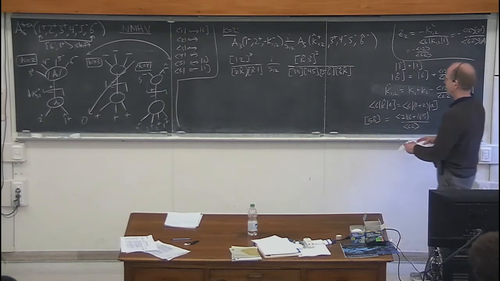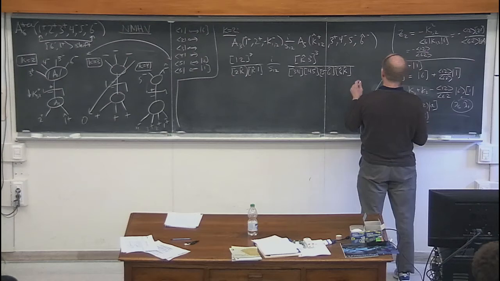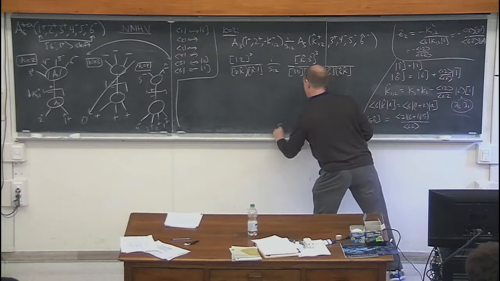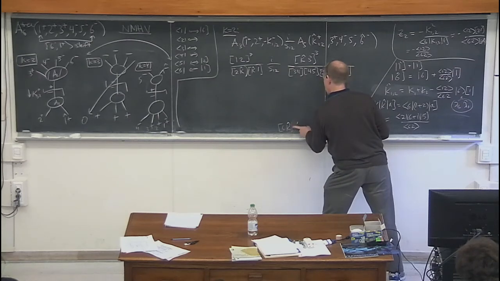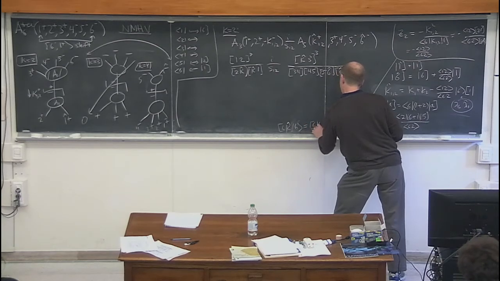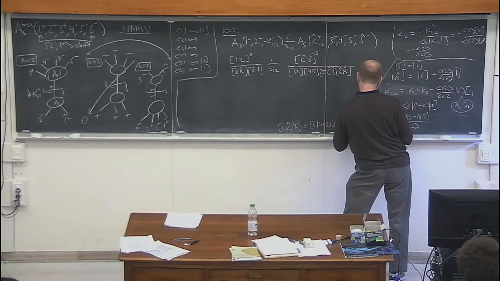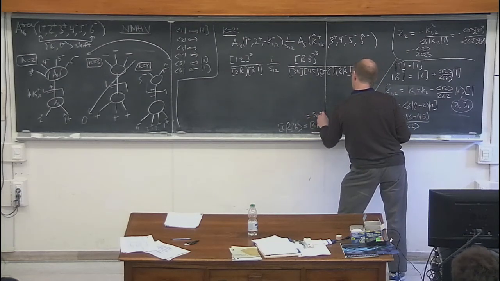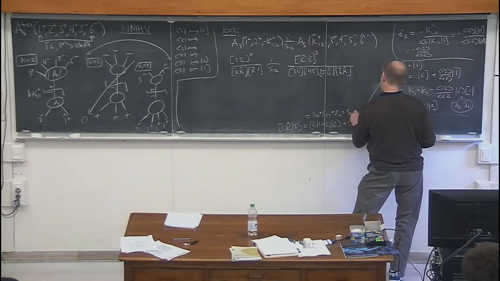And finally, one more thing we're going to need is 6 k hat 6. It turns out to be 6 1 plus 2 6, but there's an extra contribution from s12, and this is s61 plus s62 plus s12, and this is a three-particle invariant s612.